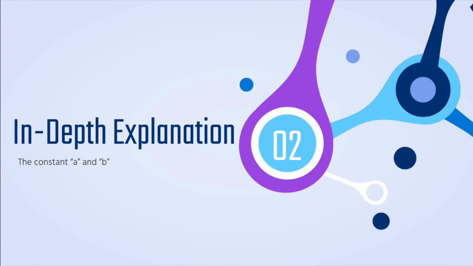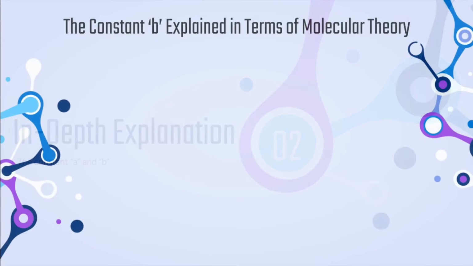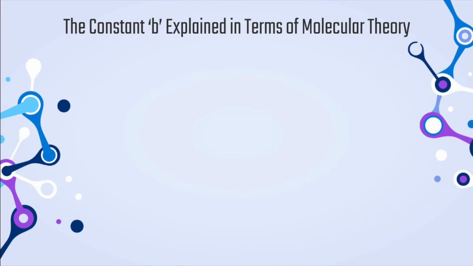Let's get into the explanation of the origin of the A and B factors in the van der Waals equation in terms of molecular behavior. There were assumptions of the kinetic molecular theory which van der Waals thought were ambiguous, one being that the gas particles occupy a non-significant fraction of the total volume of gas, and the second being that the force of attraction between molecules is zero.